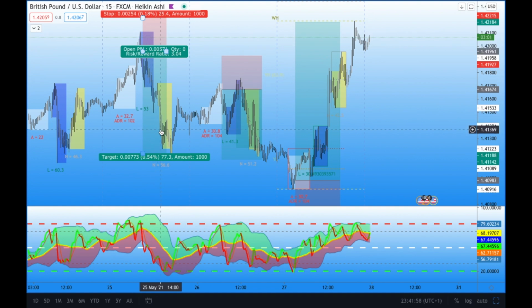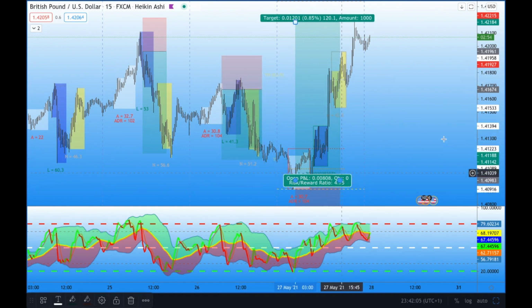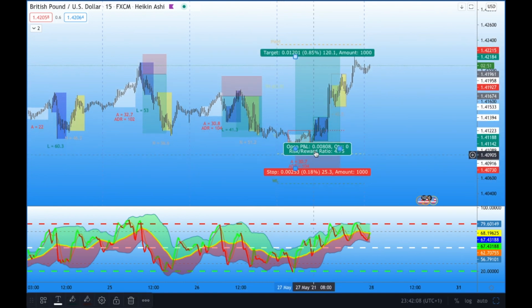So you can see here, you would have won this trade here. This was a 3-to-1 trade, pretty much so. You would have won this trade here again. This was a 2-to-1 trade, and then you would have won this trade right here. Let's just check what that is. Yep, and this was an amazing trade. This was almost a 5-to-1 trade here.